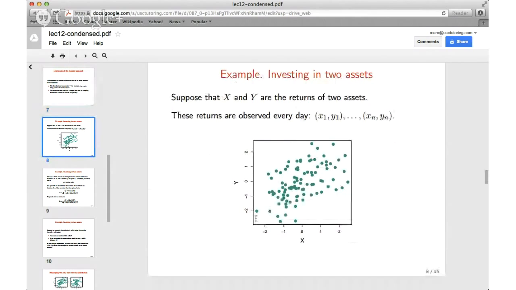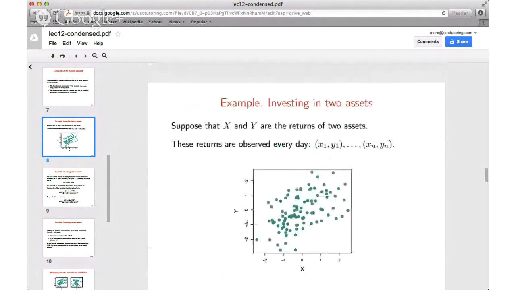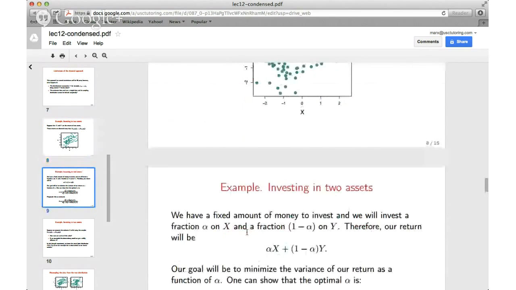So let's take an example here. You're investing in two assets. Suppose X and Y are the returns of two assets, right? These returns are observed every day and you have them plotted over here. So let's say these are 50 points plotted here.